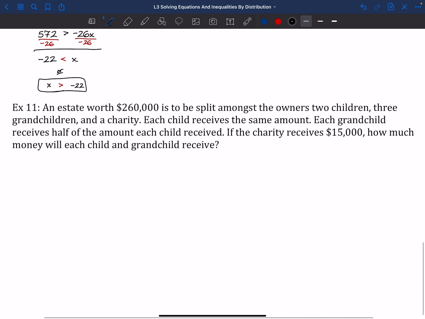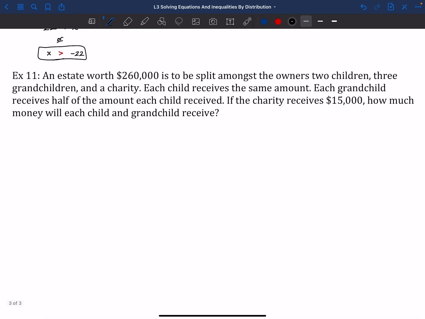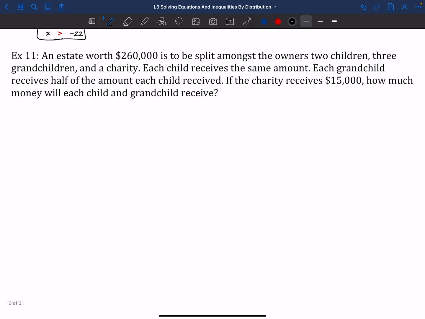One word problem, and then we are good to go. An estate worth $260,000 is to be split amongst the owners: 2 children, 3 grandchildren, and a charity. Each child receives the same amount. Each grandchild receives half of the amount each child received. If the charity receives $15,000, we want to figure out how much money each child and grandchild will have.